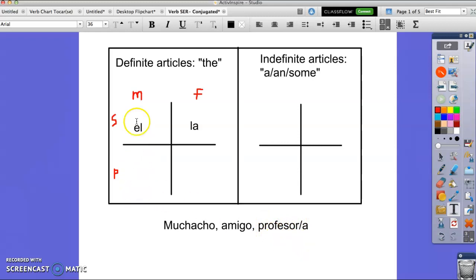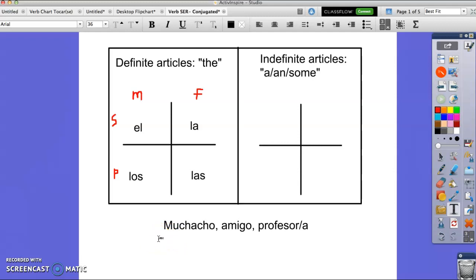Okay, now if it was plural, let's say I had a group of boys. So masculine still, so I'm going to stay in the masculine side. And then right here, I'm going to use plural. And this form is los. So los muchachos, that means the boys. Los amigos, the friends, okay? And then the feminine side, if I want to say a group of girls, I'm going to say las. So las muchachas, las amigas. Okay, so those are the 4 words that all mean the.